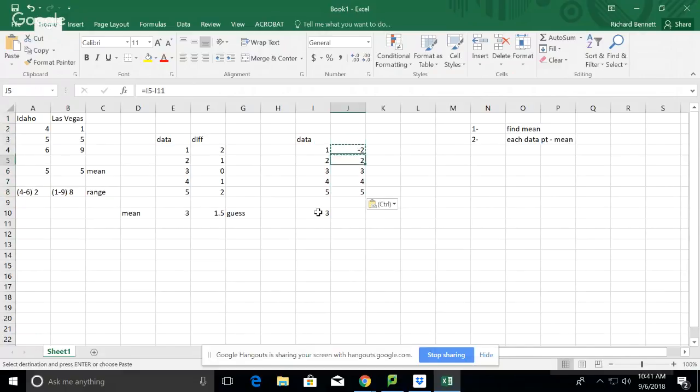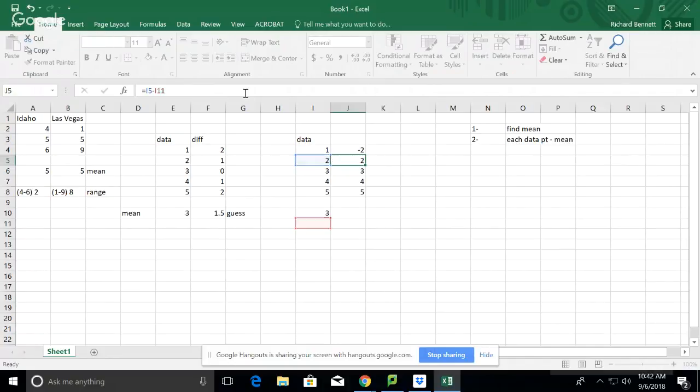Let me go back here. This first formula says I4 minus I10. The second formula says I5 minus I11. What's in I11? Nothing. So it said 2 minus 0, that is 2. So this is a really good and easy place to mess up.